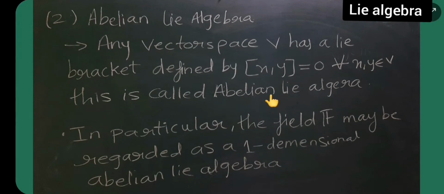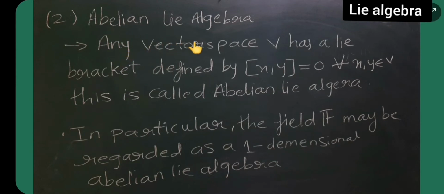So in today's lecture, I will be doing Abelian Lie algebra, etc. Today's lecture number is 19, right? Because 18 I did yesterday, and this is chapter 4. So, Abelian Lie algebra, however you pronounce it.